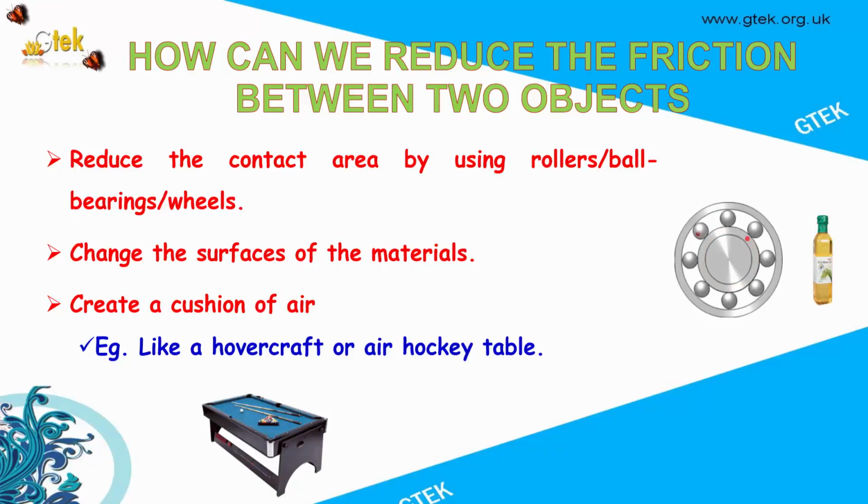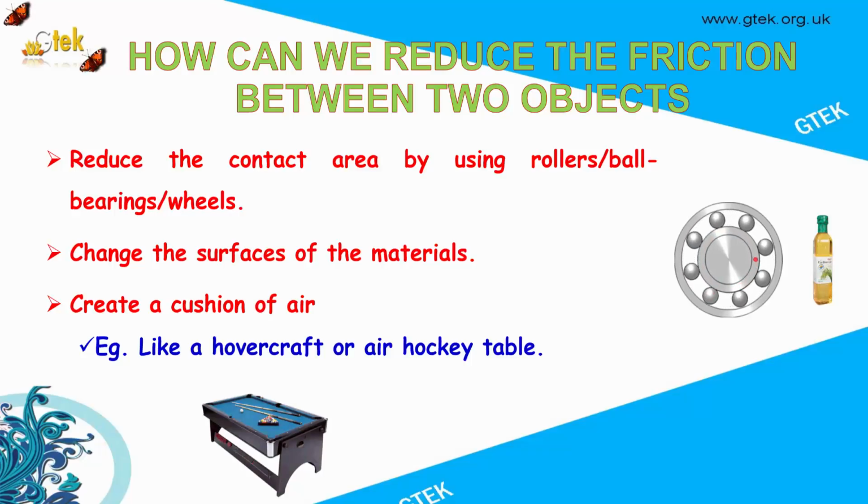Hi. So, that's the question, how can we reduce the friction between two objects? The answer is, we can reduce the friction between two objects by reducing the contact area by using some kind of rollers, ball bearings or wheels. So by using these things we can reduce the contact area and we can reduce the friction between two objects.